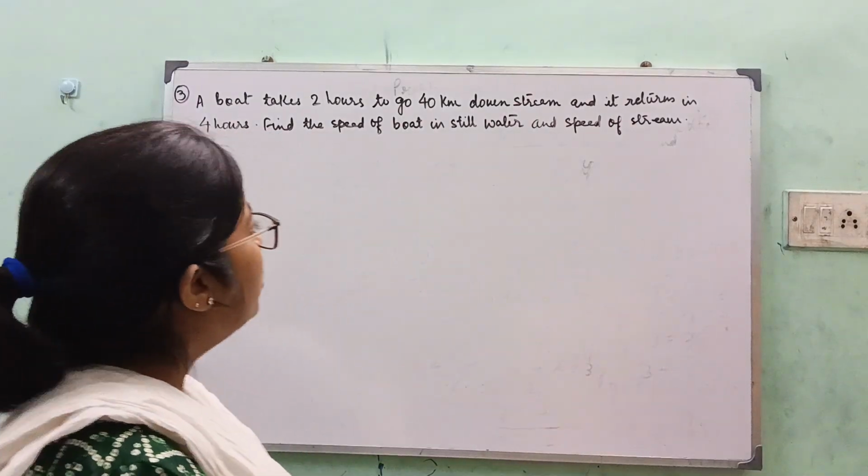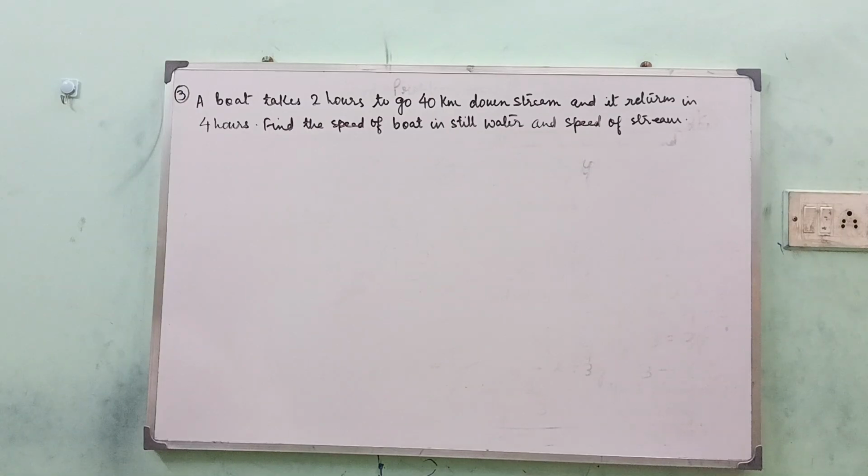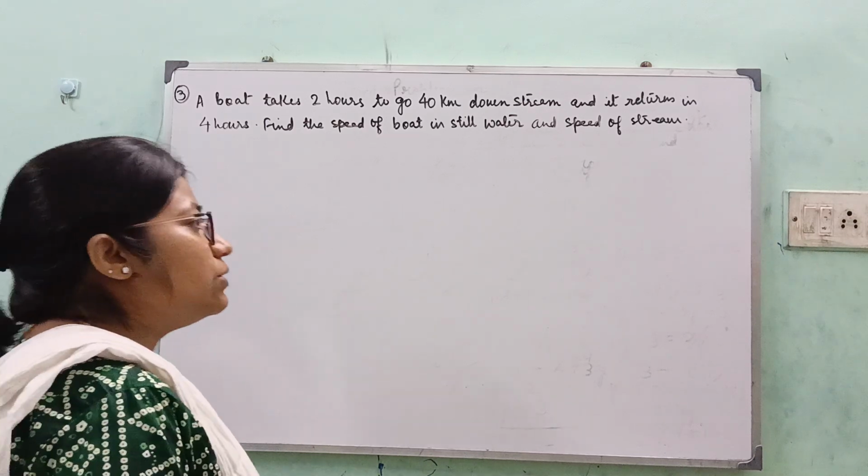Okay, the third sum on the board. A boat takes 2 hours to go 40 km downstream and it returns in 4 hours. Find the speed of the boat in still water and the speed of the stream.